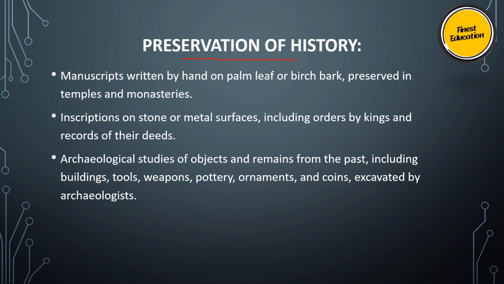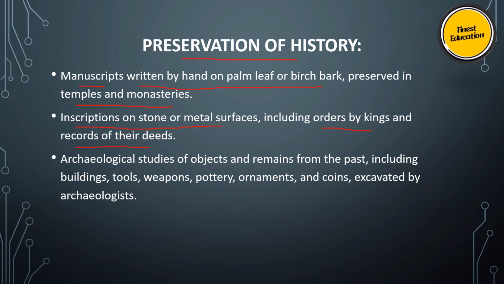Now manuscripts, which is one of the ways to understand the past, were written by hand on palm leaves or birch bark, and were preserved in temples and monasteries so that it will be easier for us to understand the past. Inscriptions were basically done on hard surfaces like stone or metal. They include the orders of kings and records of their deeds.